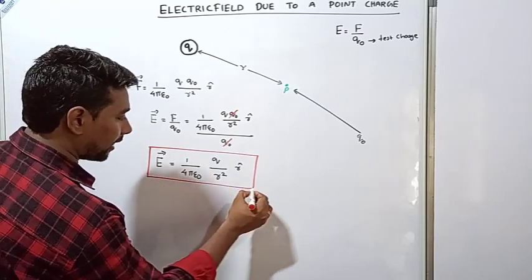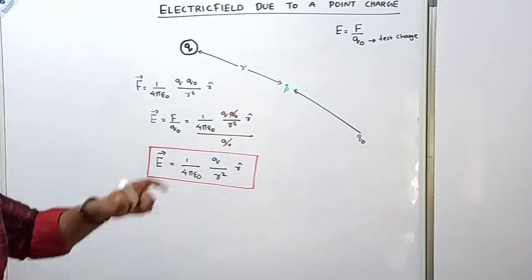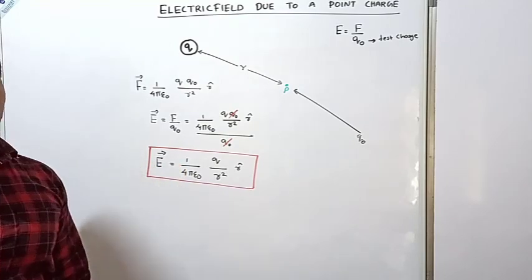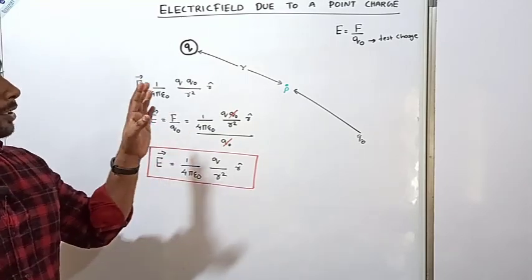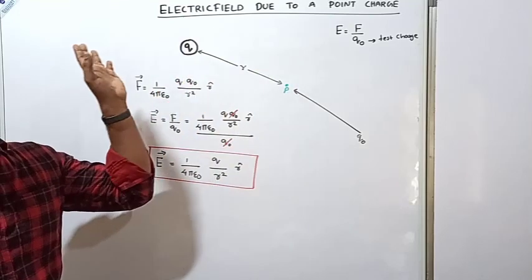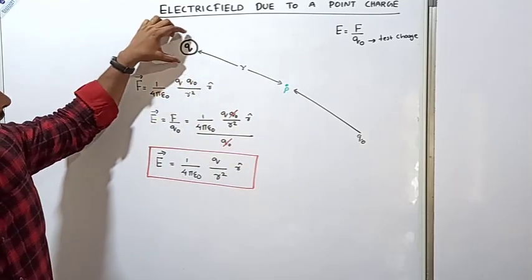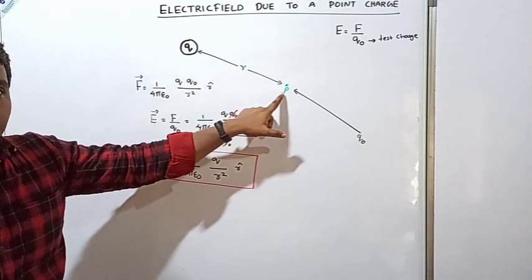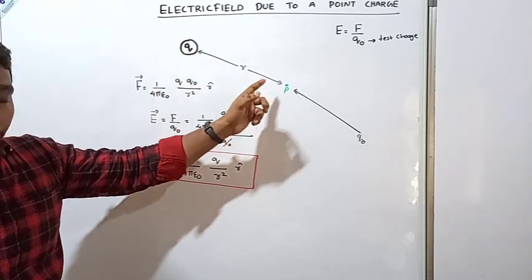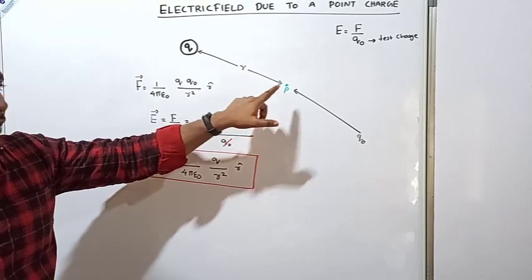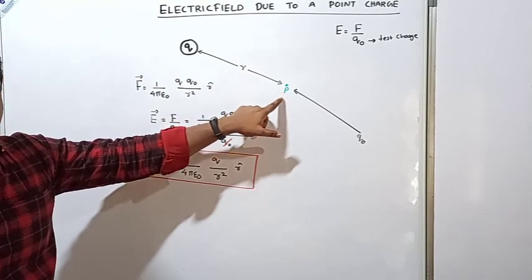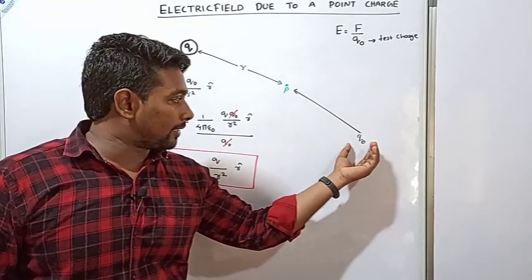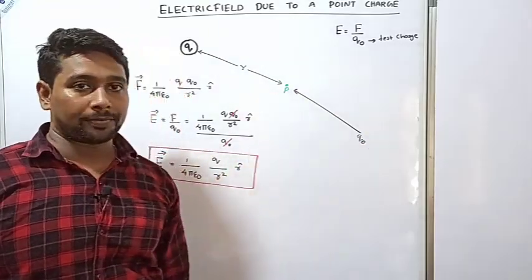This is the expression for electric field due to a point charge. How will you determine this? First of all, you have to consider a charge Q. You have to find an electric field at a point P. Before finding this electric field, you have to confirm there is an electric field. How will you confirm it? You can test it by taking a test charge from infinity to that point.